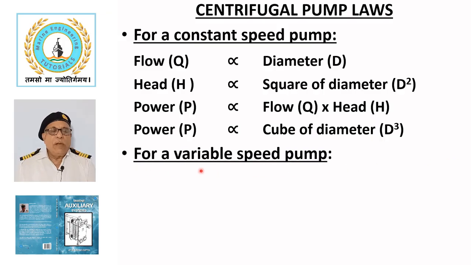For a variable speed pump: large seawater pumps requiring variable flow rate on modern ships are operated with variable speed electric motors, as the flow Q, head H and power P of centrifugal pumps have direct relationship with speed of the pump as described here.